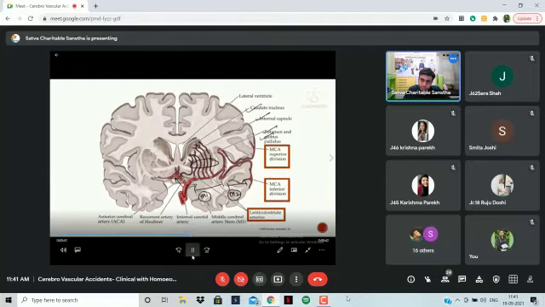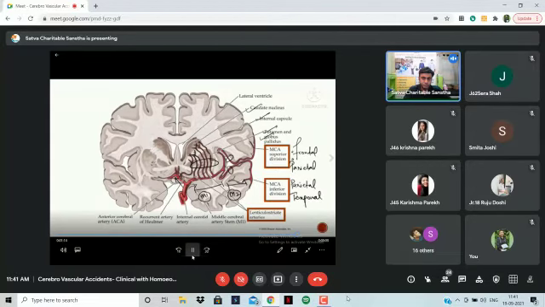Okay. Then what happens is the middle cerebral artery travels in the Sylvian fissure and divides into the superior division and the inferior division. So this is the superior division and this is the inferior division. These are the two M2 branches of the middle cerebral artery. The MCA superior division supplies the frontal lobe and the superior part of the parietal lobe, whereas the inferior division supplies the inferior part of the parietal lobe and the superior part of the temporal lobe.